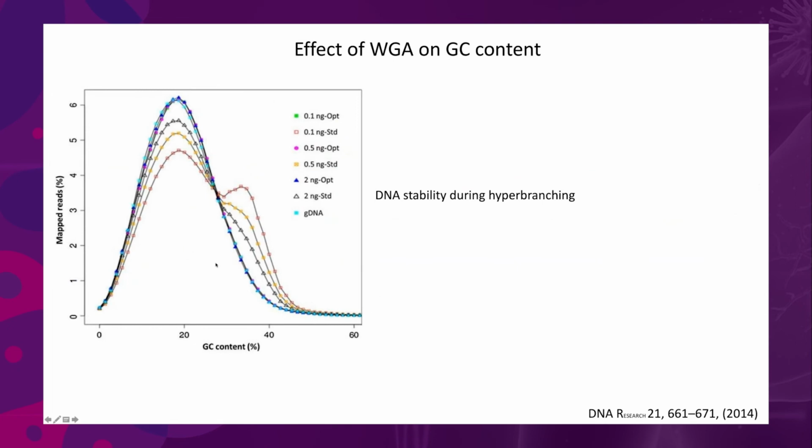Finally, we can see the effect of the polymerase on the GC content. Here, this is the GC content of our target. By using different types of whole genome amplification polymerases or different amounts of input DNA in the whole genome amplification reaction, we can have a bias towards the neutrality region, and this will limit our power of detecting or classifying sequencing reads into microbes.